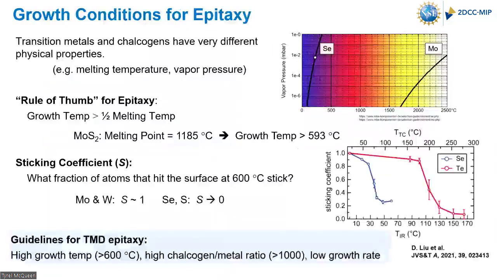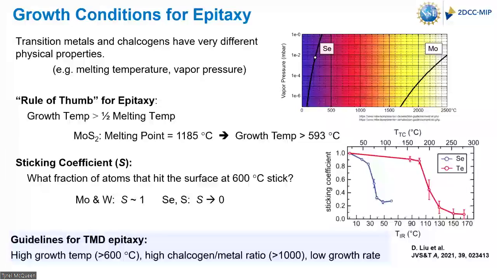So even though it's a low angle grain boundary, it's still not great to have these inversion domain boundaries in your films. Okay, so what are some of the things we should think about in terms of epitaxy of this class of materials? We have transition metals and we have chalcogens that comprise our material. And they have very different physical properties, and that introduces some challenges into a vapor deposition method.